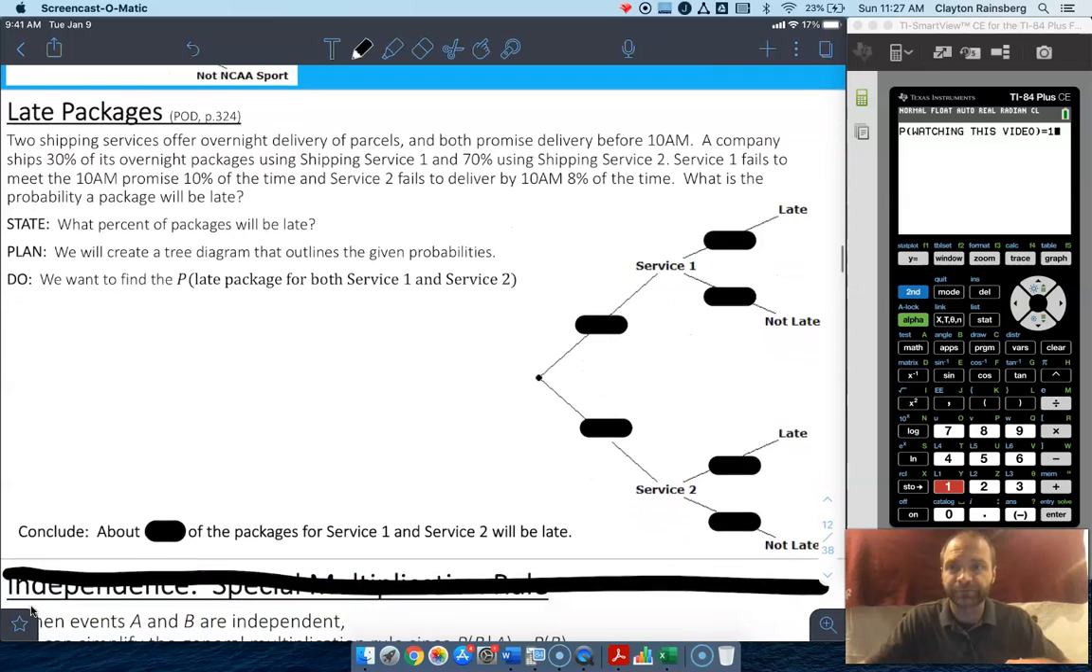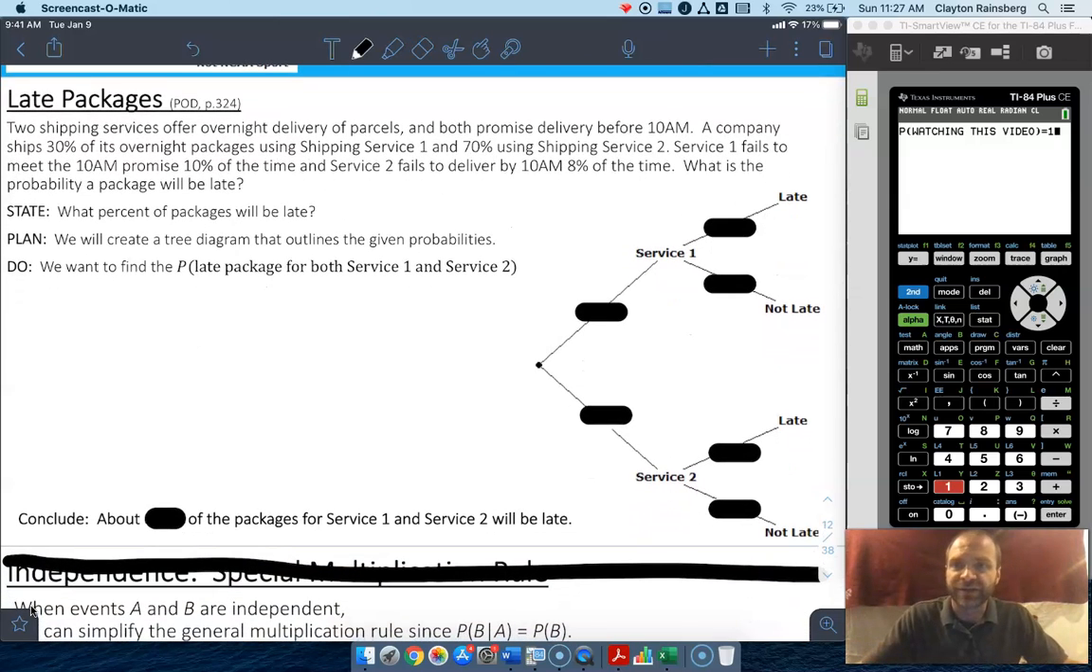Let's do this one. Two shipping services offer overnight delivery of parcels. This is slide 9, people, and both promise delivery before 10 a.m. A company ships 30% of its overnight packages using shipping service 1 and 70% using shipping service 2. Service 1 fails to meet the 10 a.m. promise 10% of the time, and Service 2 fails to meet the promise by 10 a.m. 8% of the time. What is the probability a package will be late?